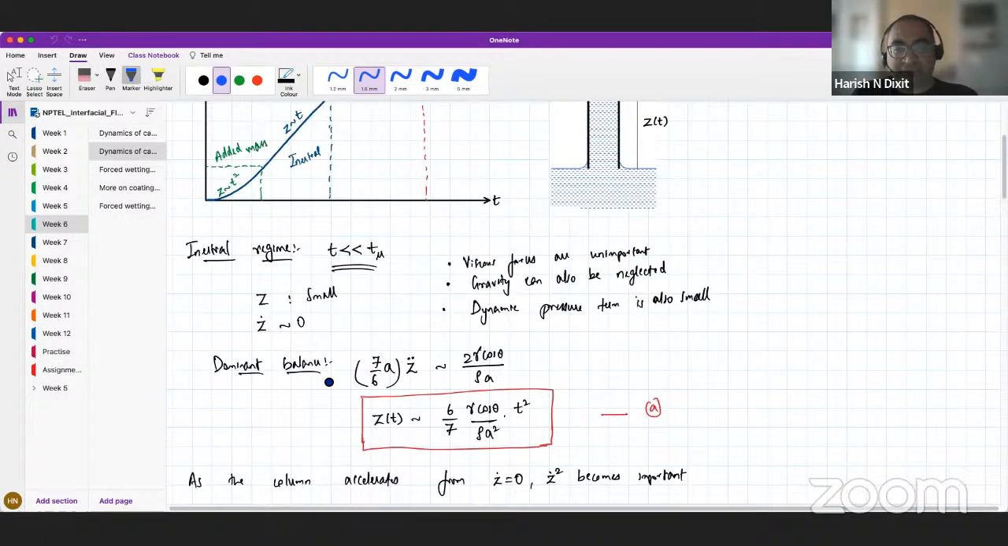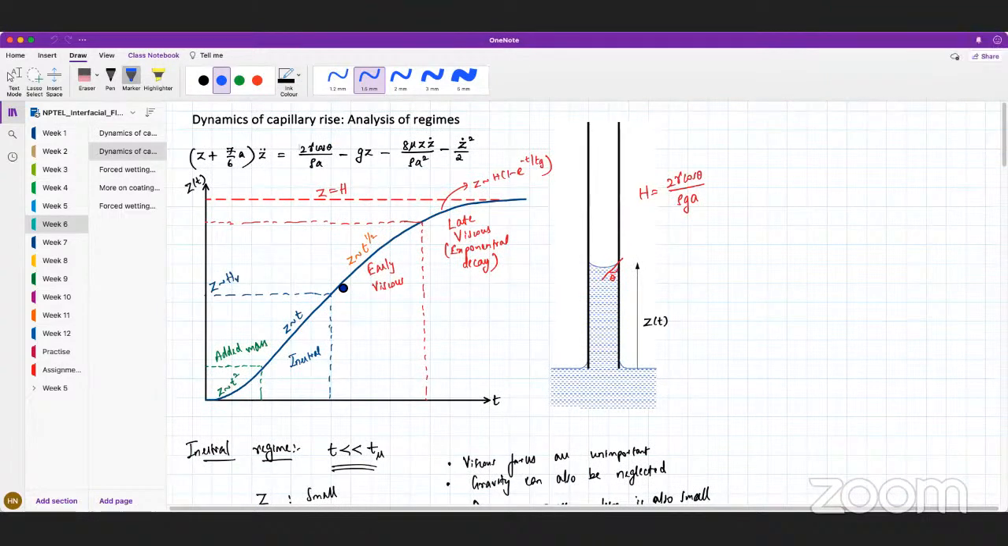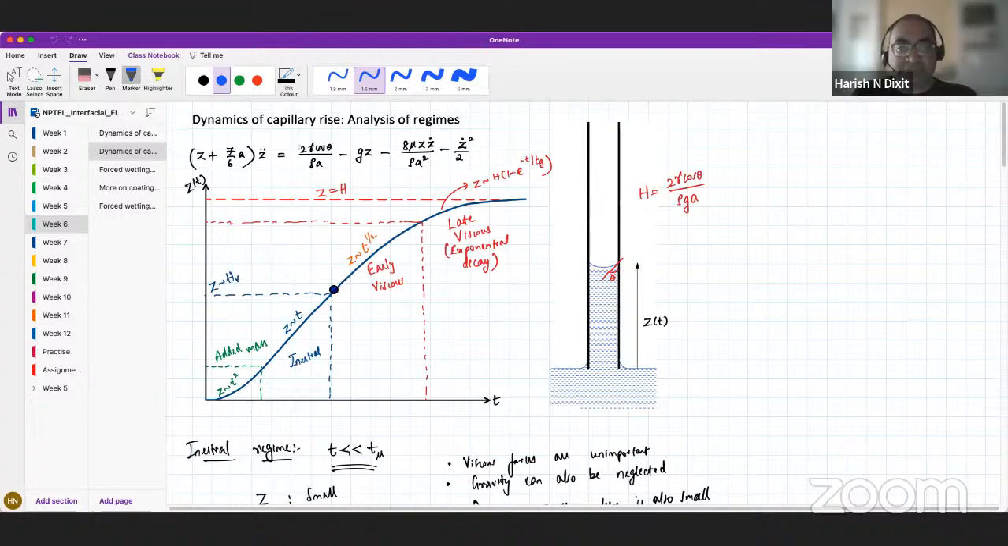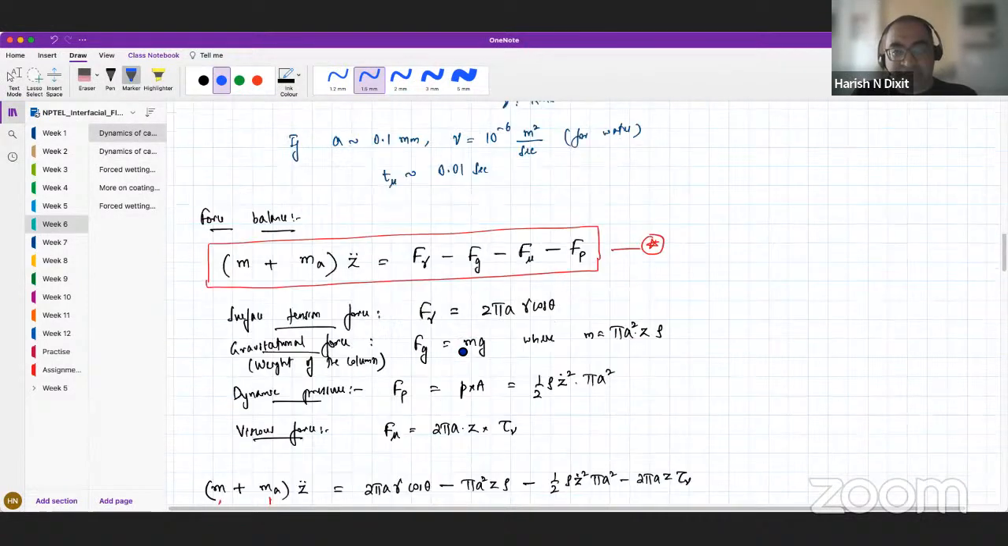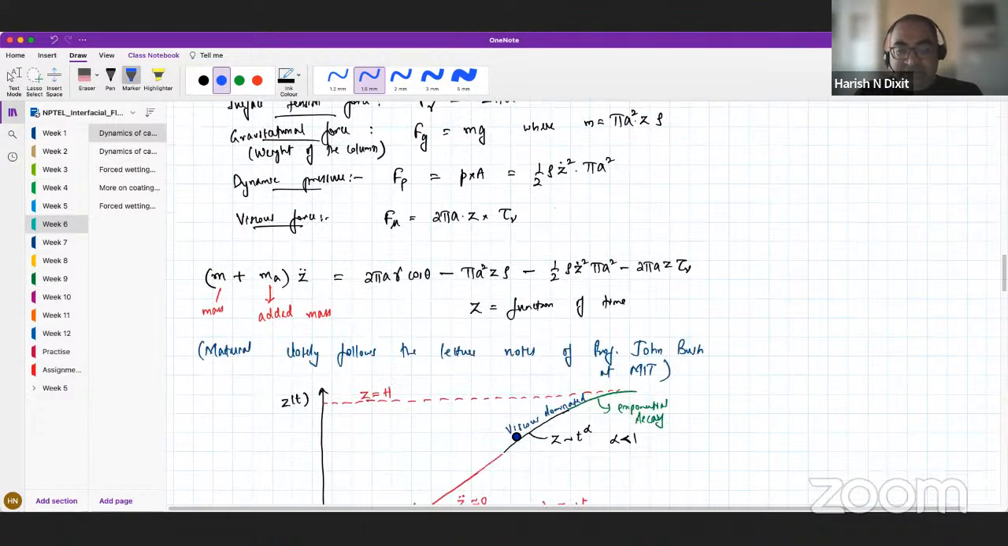For example, in the analysis, we calculate the shear stress at the wall because the fluid is actually rising through it, but it's also experiencing a viscous resistance, and we have estimated the viscous resistance. The F mu that we estimated here has been simply said to be 2 pi a z times tau mu. This tau is the viscous stress, calculated by assuming that the flow is fully developed and has a parabolic velocity profile.